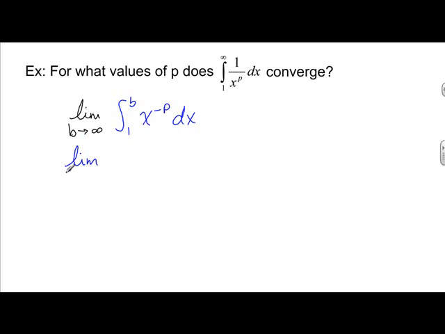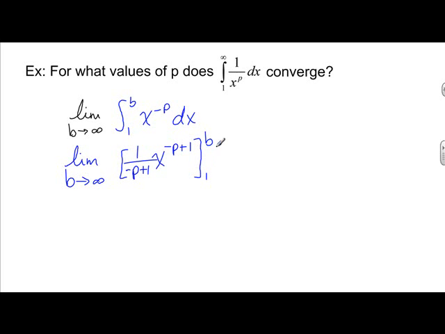The new power on x would be negative p plus 1, and then we're going to divide by that new power using the power rule for integrals. And then the limits are 1 to b. Okay, now we're looking at a limit as b approaches infinity.